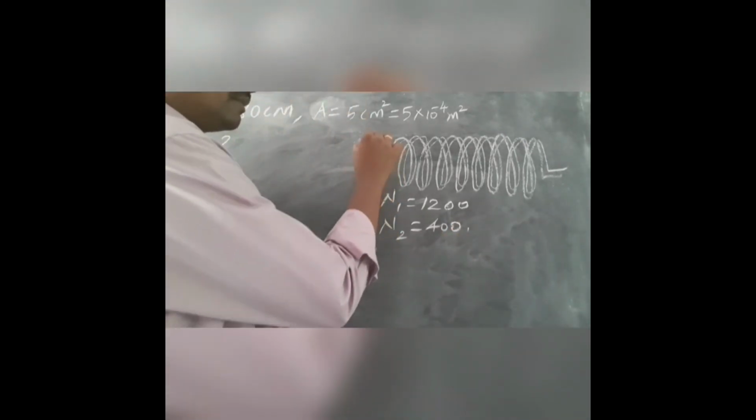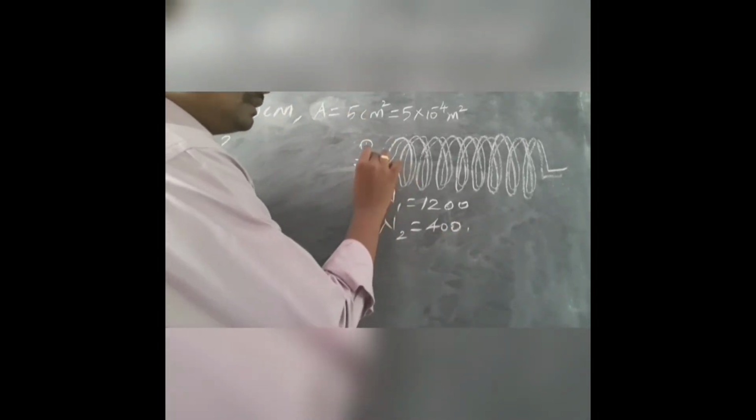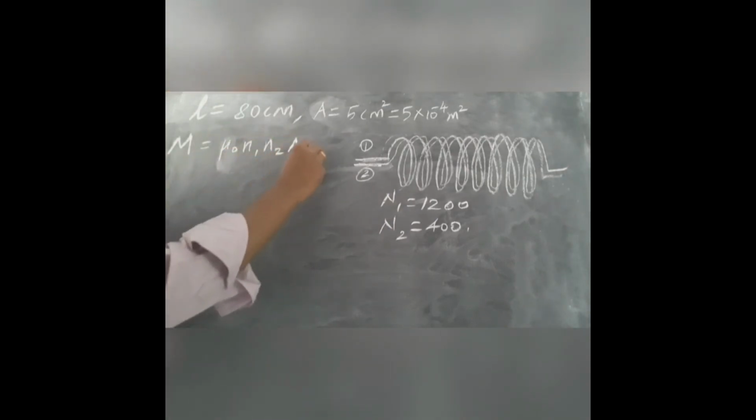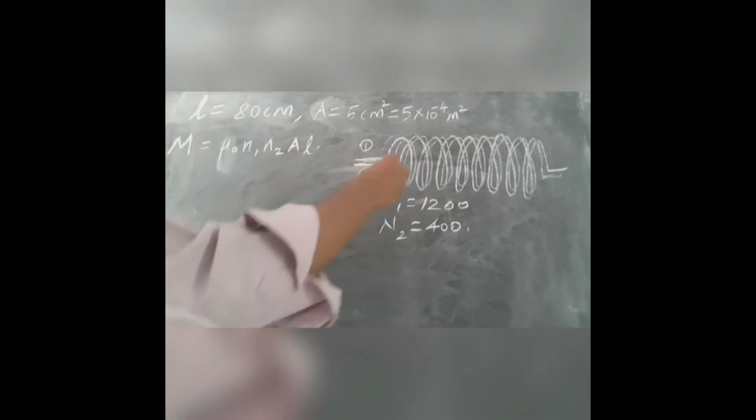Here it can be the first coil, here it is the second coil. And we have to find the mutual inductance. What is the expression for the mutual inductance? Mu naught n1 n2 A L. What is n1? Number of turns per unit length in the first coil. Likewise n2 means number of turns in the unit length of the second coil.